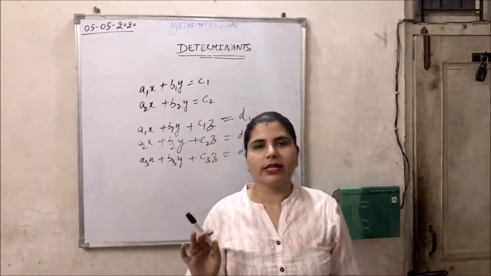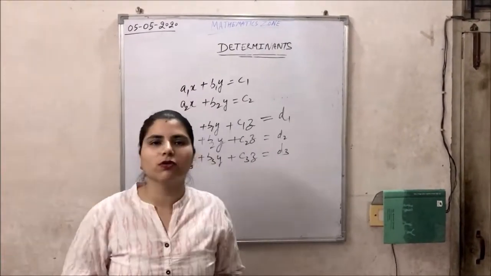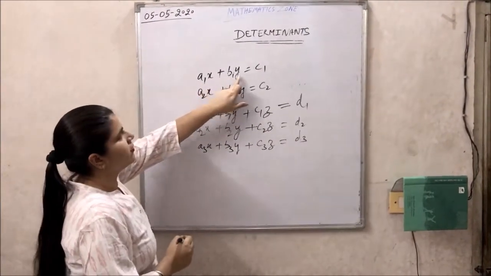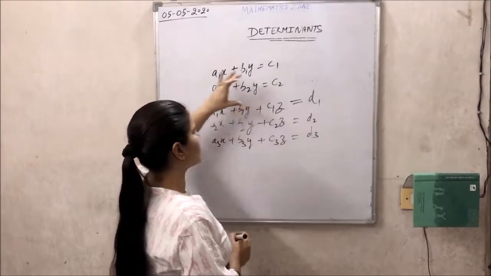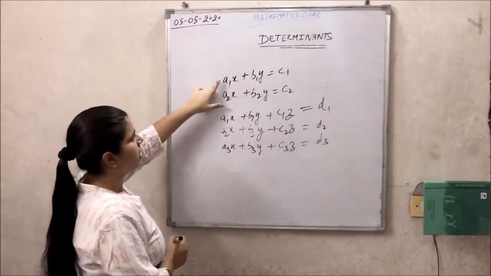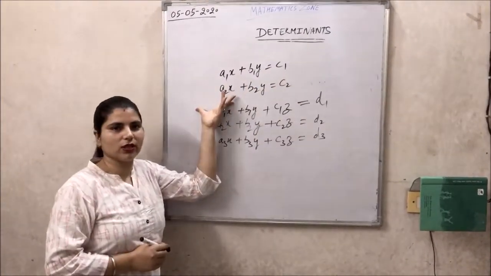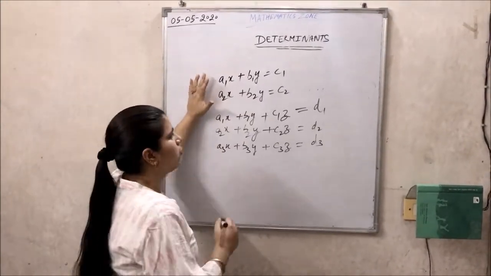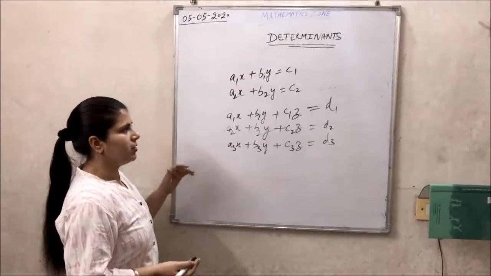Students, we had already done in a previous class the chapter linear equations with two variables. Here a1x plus b1y is equal to c1 and a2x plus b2y is equal to c2. This is a linear equation with two variables. These are the two equations. Here a1, a2, b1, b2, c1, c2 are the coefficients of the equation, and x, y are termed as the variables of the equation. Now what is the meaning of coefficient and variable? We had already done it in the previous class.